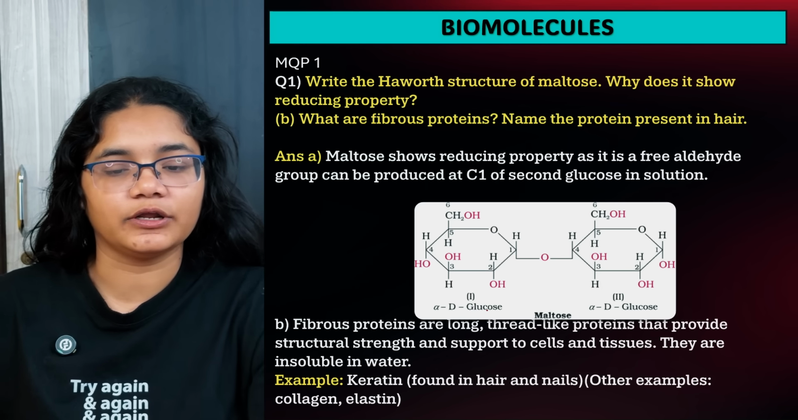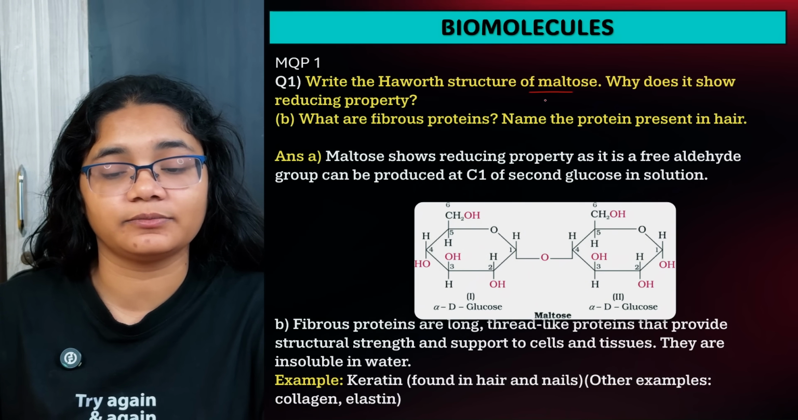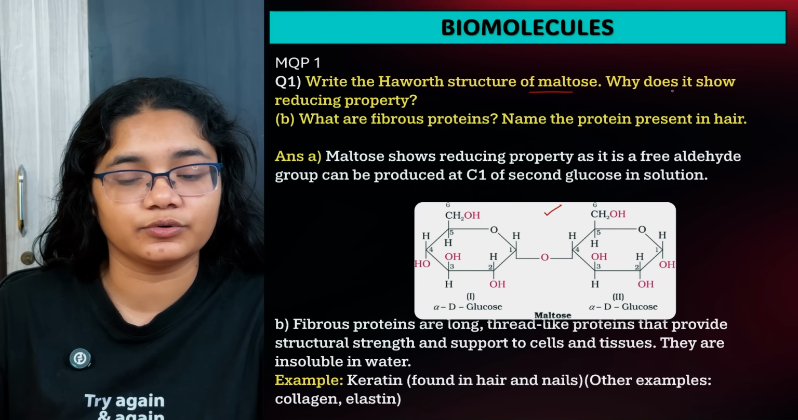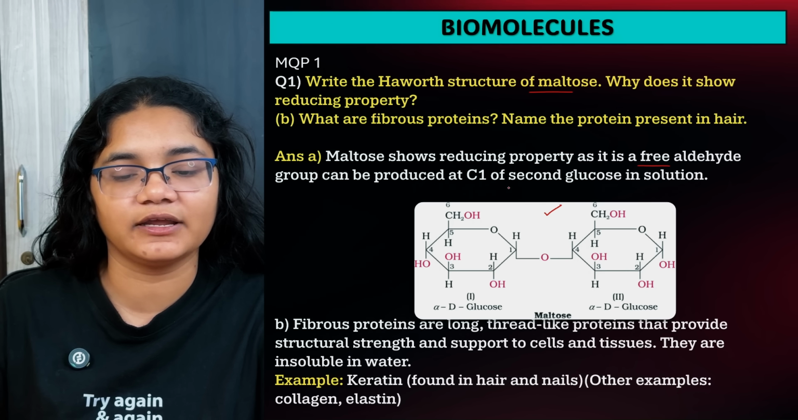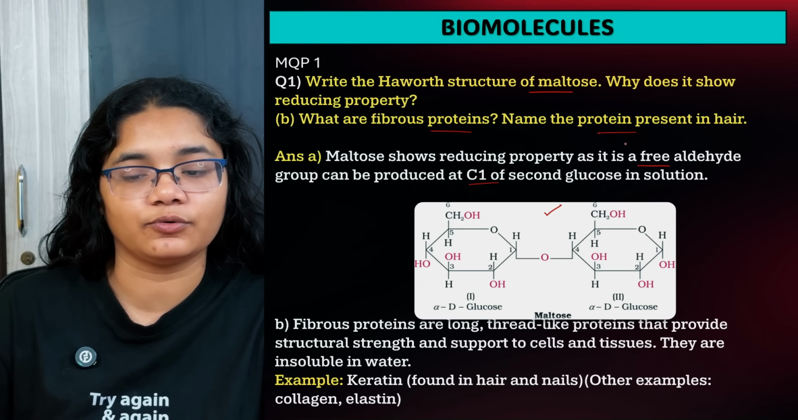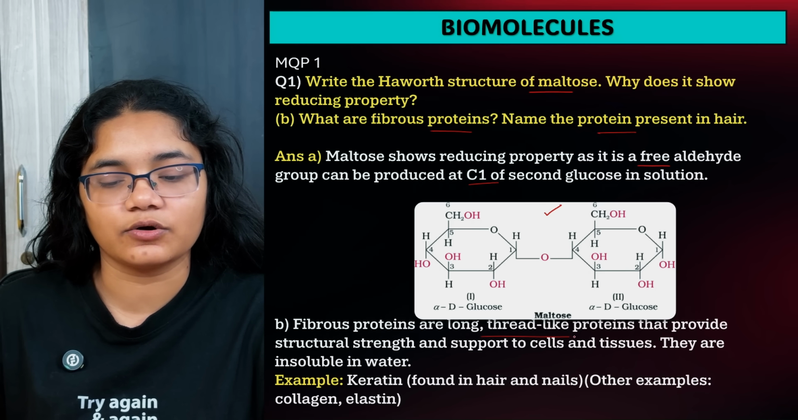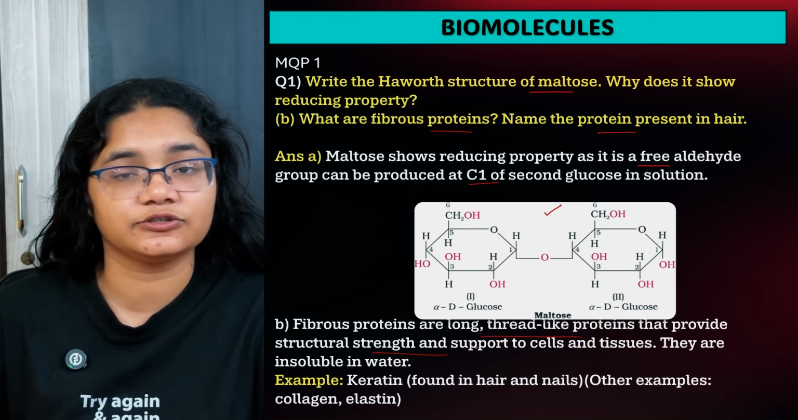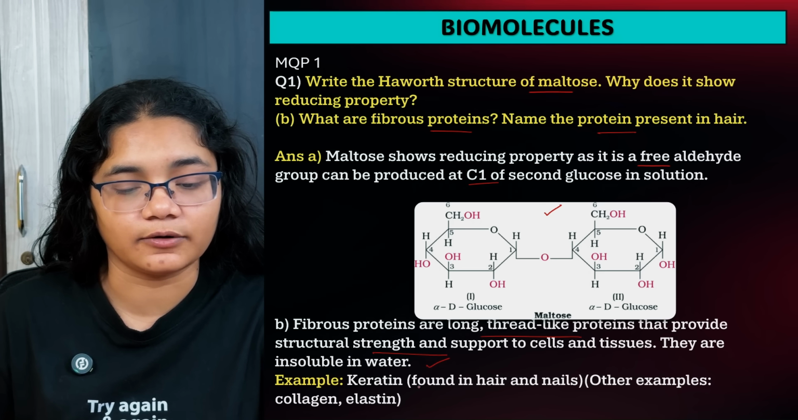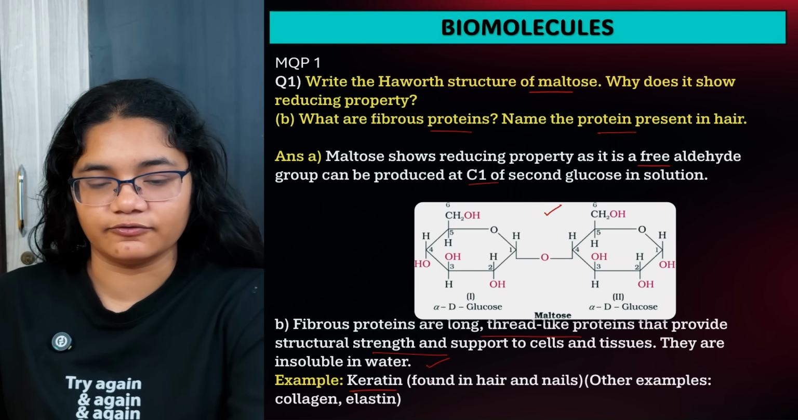Next we have biomolecules. So first of all, model question paper 1 question is, draw the structure of maltose. Very important. Why does it show reducing property? Because it can have a free aldehyde group at carbon 1 position. Next, what are fibrous proteins, and name the protein present in hair. So these are long thread-like proteins that provide structural strength and support to the cells and tissues, and they are insoluble in water. Keratin is the example of this one.